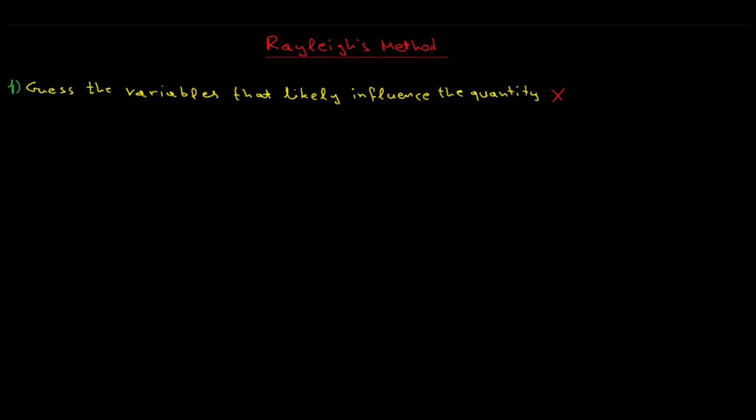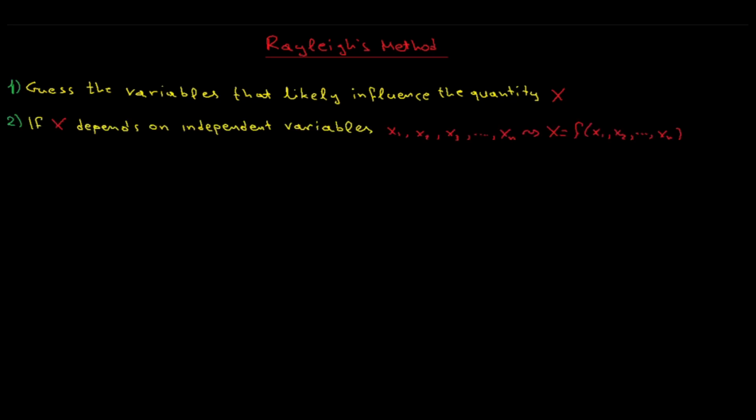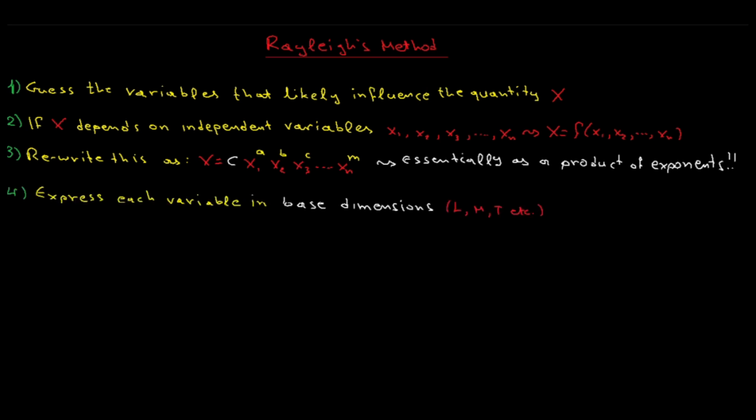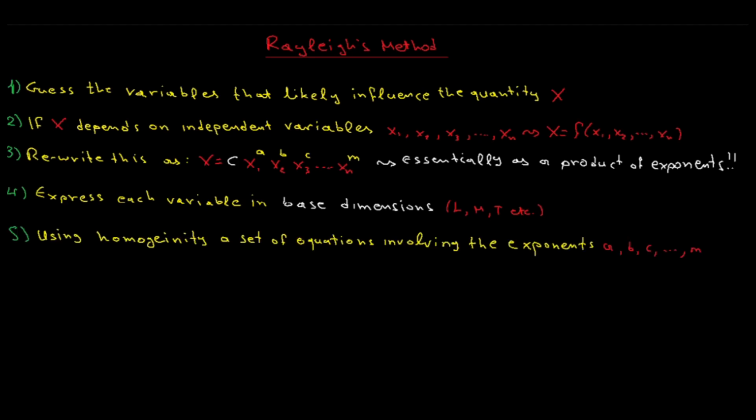The first step of the Rayleigh method is to make an educated guess regarding the variables that likely influence a quantity x. Once we have identified the related variables, we can write x as a function of all the independent variables. We can then rewrite this function as a product of terms, with each variable as a base raised to some arbitrary power. Next, we need to express each variable in its base dimensions, such as length, mass, and time.